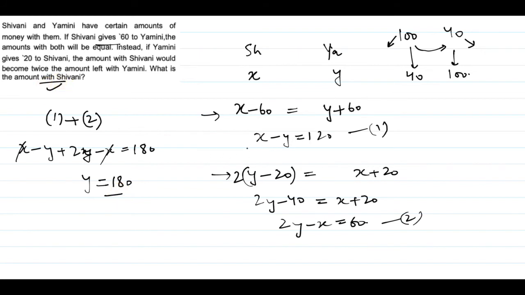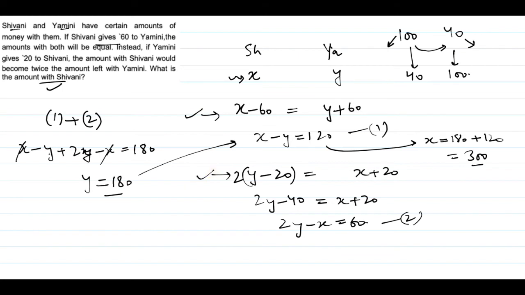So I can put it here. If I put it here, x minus 180 is 120. So x will be 180 plus 120, that is 300. So this is the answer. You had two variables here, so you took two variables as x and y, and you had two conditions. Using those two conditions, you formed two equations, and you simply solve them. I hope you got this. Let's move to the next one.